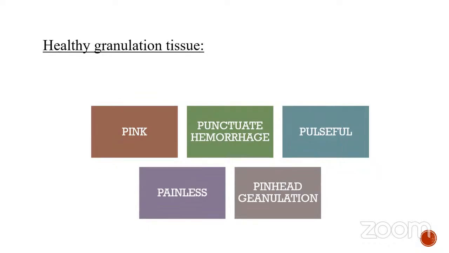So these are the 5 features of granulation tissue. It'll be pink in color, not exactly pink, but reddish pink. It'll have punctate hemorrhage, like petechial hemorrhage. And it's pulseful. There will be a pulse because we know new capillaries will be formed at the site. Then painless. Nerve endings won't be present, so it's usually painless. Then we can see pinhead granulation.